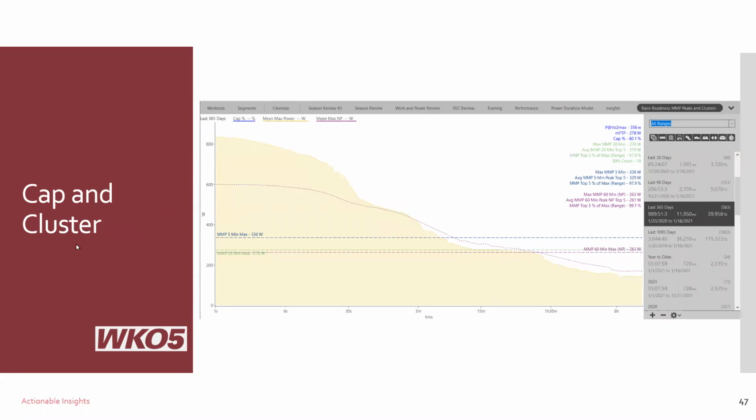Another one I use is called cap and cluster. You won't find everything so far is, I think, in the library. I'm not sure this is, but I just added a little bit to the race readiness and mean max peaks. I have power at VO2 max, MFT, and there's that percentage. So I'm literally looking at that percentage of VO2 max to FTP.